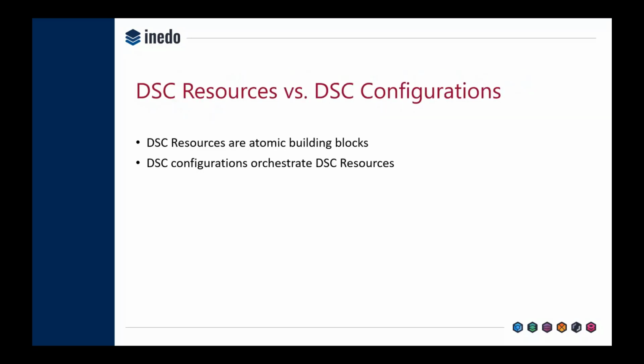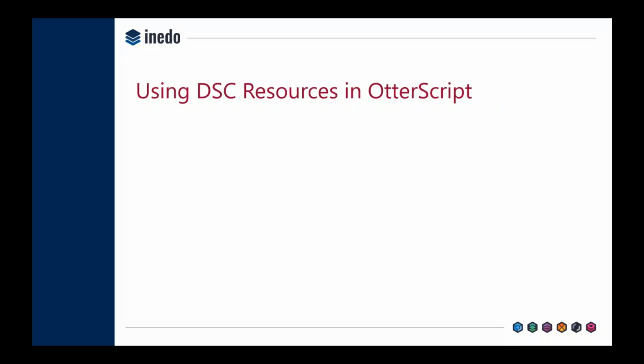Just real quick, the difference between resources and DSC configurations. DSC resources are basically the atomic building blocks. That would be something like a file resource, ensuring a particular file exists or a folder exists. DSC configurations are more about orchestrating those DSC resources. So within a DSC configuration, you would have maybe foreach loops over data or multiple resources being enacted on servers. So how do we use DSC resources within OtterScript?